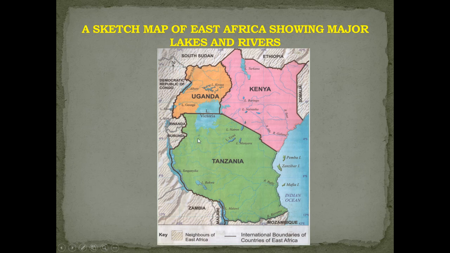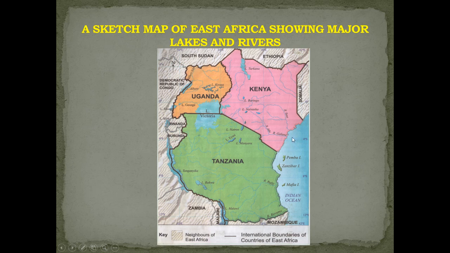Look out for the names of these rivers. This one is called Magaragasi River, draining into Lake Tanganyika. So there are so many rivers. Look at the atlas, look out for the names and put those names on your sketch map.